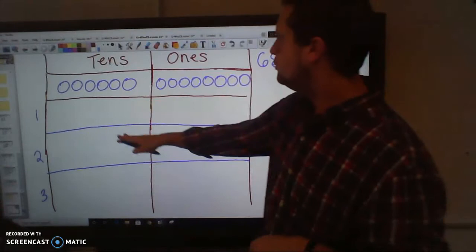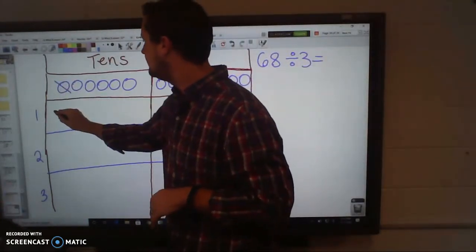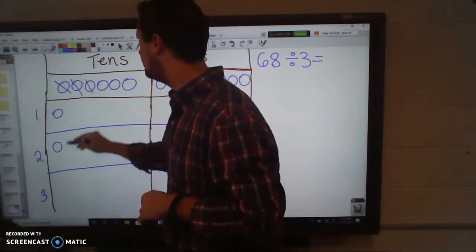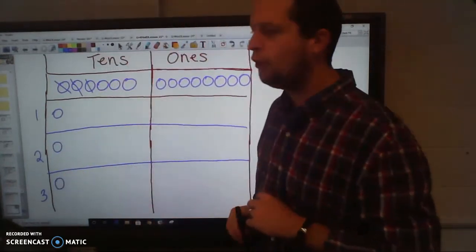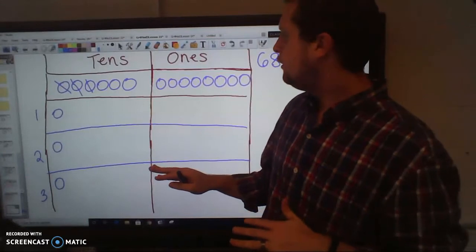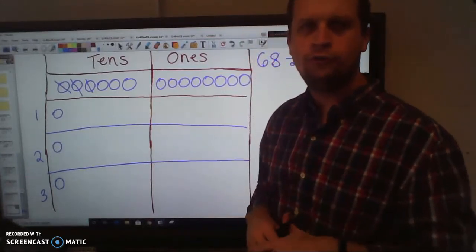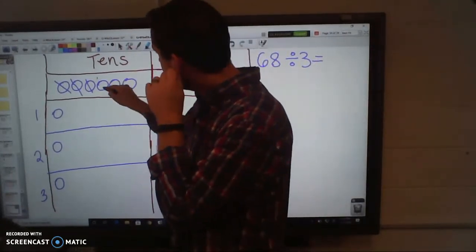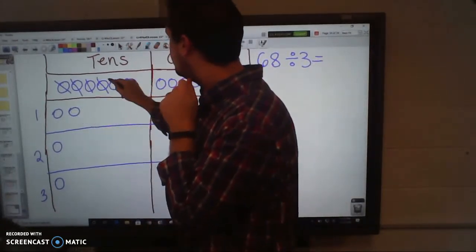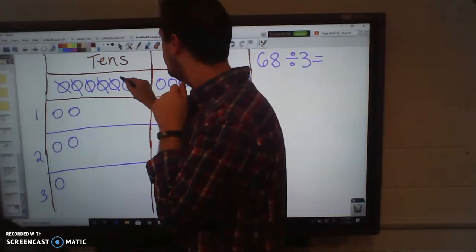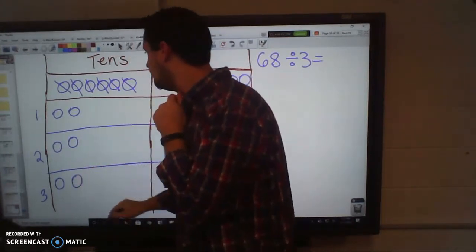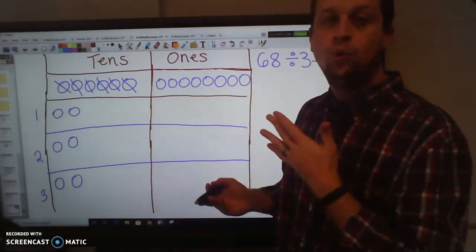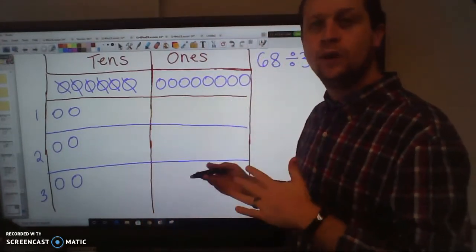Okay, so I'm going to take a 10, add it to this group. Take a 10, add it to this group. Take a 10, add it to this group. So far, we have distributed 3 10s, which would be a total of 30. Okay, now let's keep going. Take a 10, add it there. Take a 10, add it there. Take a 10, add it there. So 2 10s is equal to 20, right? 2 times 10 is 20.